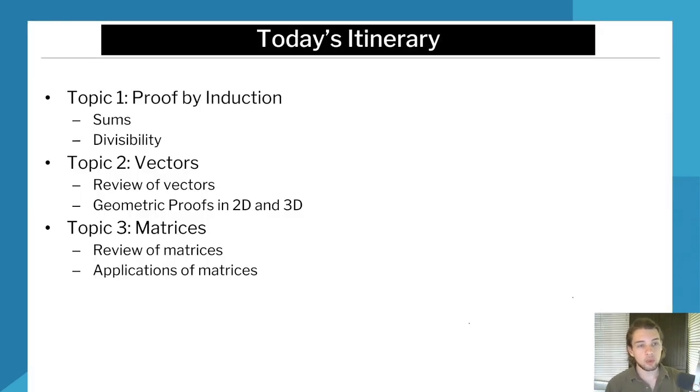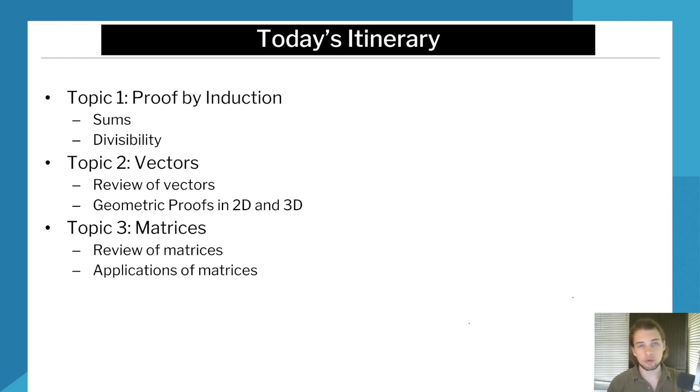So we're going to look at specifically proof by induction. Now that is sums and divisibility. So for sums, we're going to look at basically how do we do proofs to show that a sum can be modeled with a general formula. With divisibility, we're going to prove that a certain expression or a certain statement can be divided by a certain, usually an integer number.